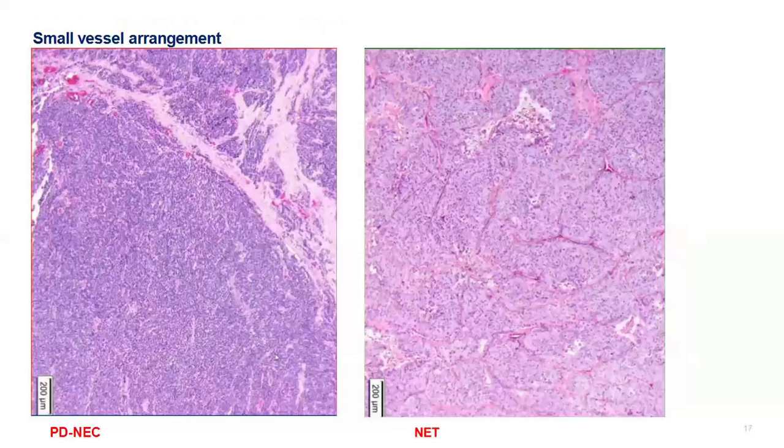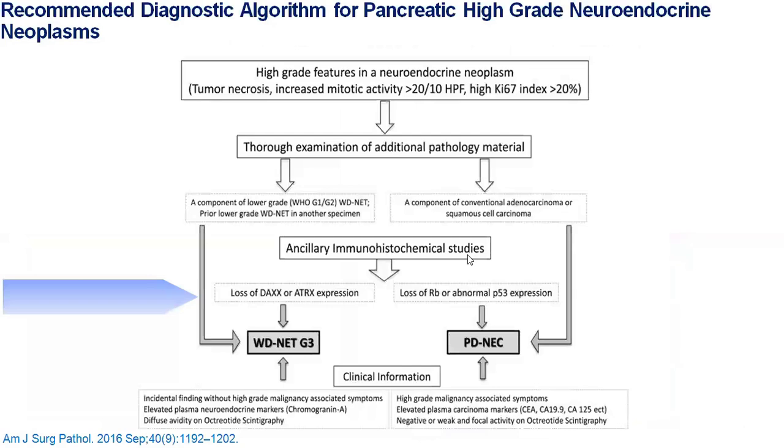Another clue to differentiate them is the small vessel arrangement. So on the left hand side, we hardly see any capillaries traversing in between the tumor cells or in between the lesion, while on the right hand side, which is the example of the neuroendocrine tumor, we can see that the capillaries are traversing in between the tumor cells and trying to give them the architecture of the nested appearance.